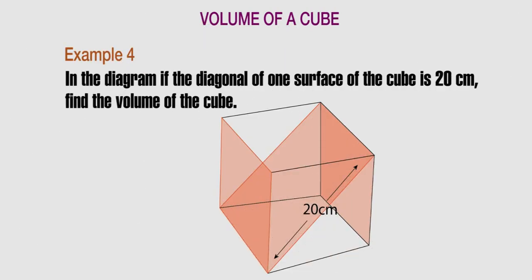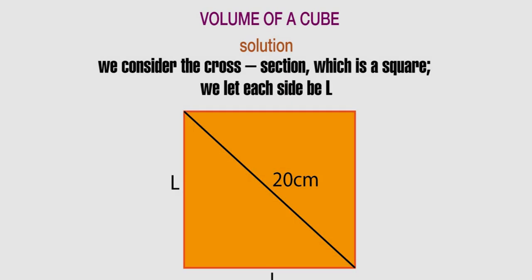Example 4. In the diagram, if the diagonal of one surface of the cube is 20 centimeters, find the volume of the cube. Now, if you look at the diagram, we have the diagonal to be 20 centimeters. Now, let's look at the solution. From the question, we consider the cross-section area, which is a square. We let each side be L.